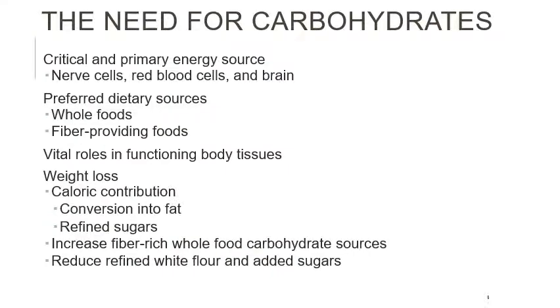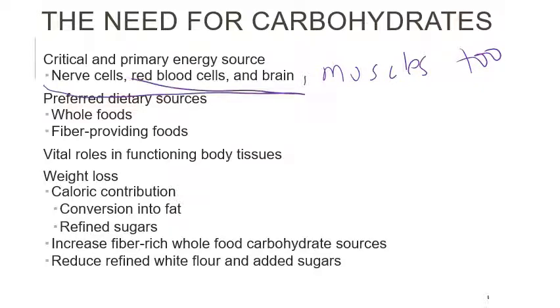The need for carbohydrates. Critical and primary energy source. The nerve cells need it, the red blood cells need it, and the brain needs it too. And don't forget the muscles too. So I'm going to write that there. Muscles too. But these are the critical ones. Preferred dietary sources are whole foods and fiber providing foods.